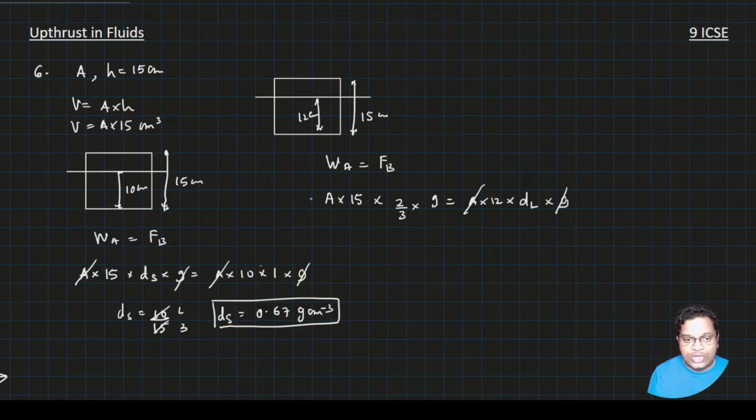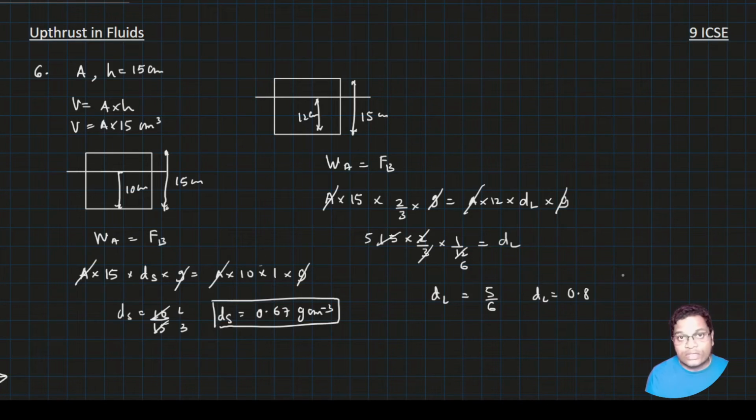Again, A and g we will cancel. So therefore, we have 15 into 2 upon 3, and this is 1 by 12 that will come. So here we have 3 1s are 3, 3 5s are 15, 2 1s are 2, 2 6s are 12. So density of spirit will be 5 by 6. That gives us the value 0.833 grams per centimeter cube.